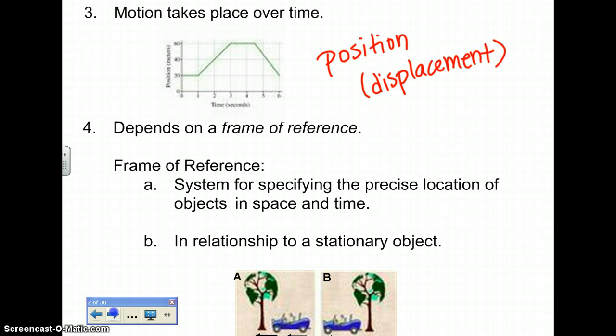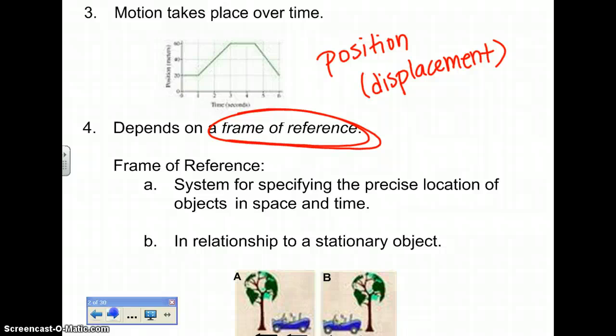Also, motion is going to depend on a frame of reference. This is really, really important. Your frame of reference is going to be a stationary point. It says a system of specifying the precise location of objects in space and time. In order to figure out exactly where something is in space and time, one object has to be at rest. Agreed? So look at this picture here.